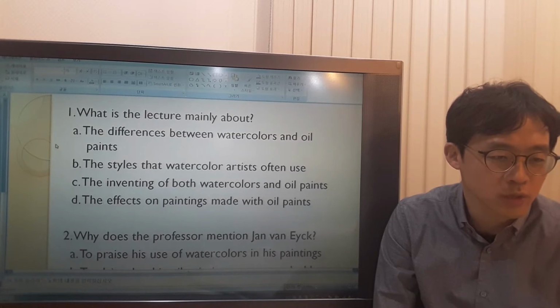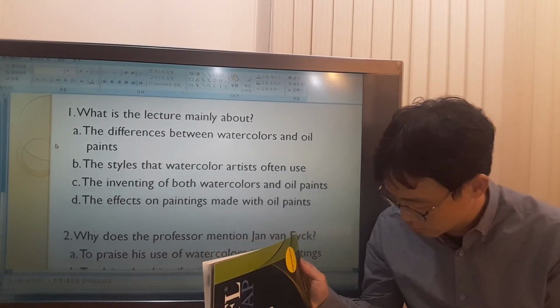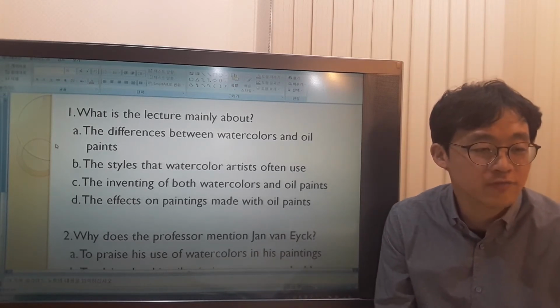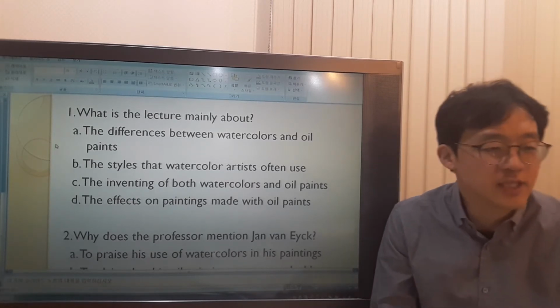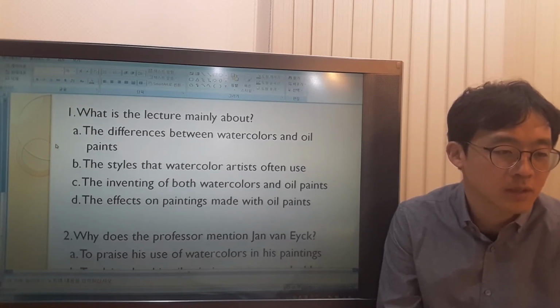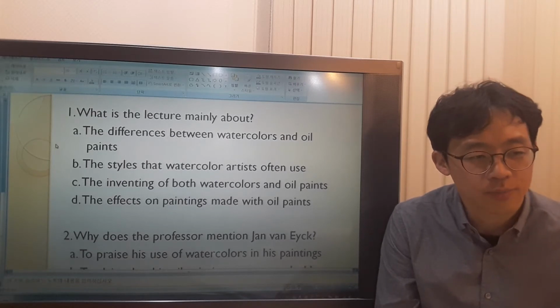C, the inventing of both watercolors and oil paints. This was a part of the passage, but this is not the main part, okay? D, the effects. They just talked about the invention of the modern paints. D, the effects on paintings made with oil paints. What is an effect? Effect is something that caused another thing to change. The effects on paintings made with oil paints is a part of the lecture, but not the main part.